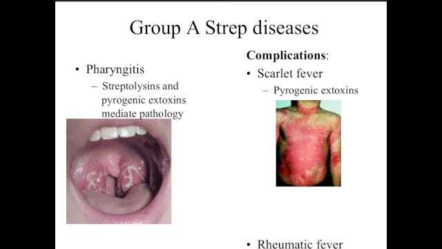Another complication is the development of rheumatic fever. And this occurs when antibodies that would normally attack Streptococcus wind up attacking structures on the heart instead. So it can cause inflammation of the heart, and the damage caused by this is lifelong. It doesn't go away once the infection is cleared.